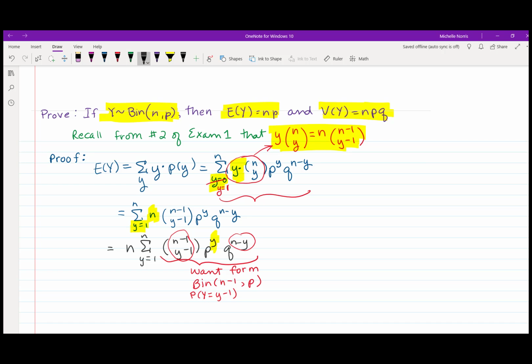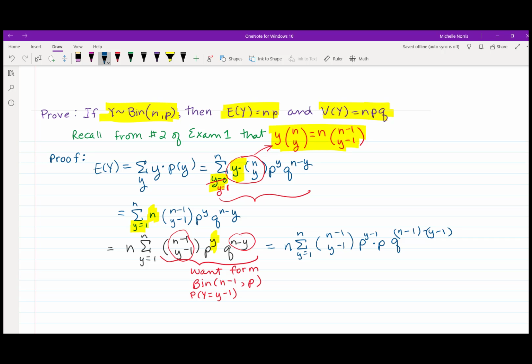Okay, so I'll write that out a little more specifically. So I'm going to get n times the sum of y equals 1 to n of n minus 1 choose y minus 1, p to the y minus 1 times p, and I'm going to rewrite q to the n minus y just for clarity as q to the n minus 1 minus y minus 1.